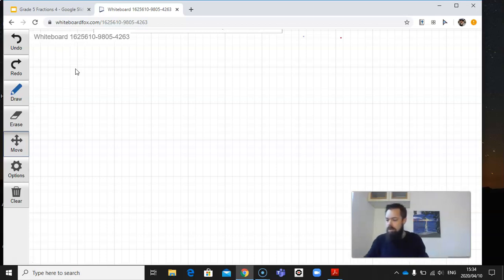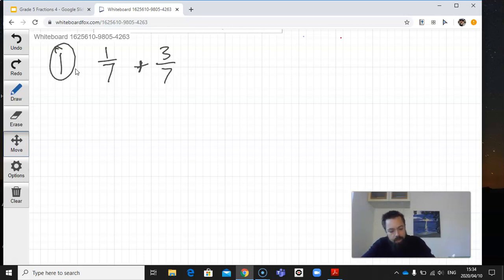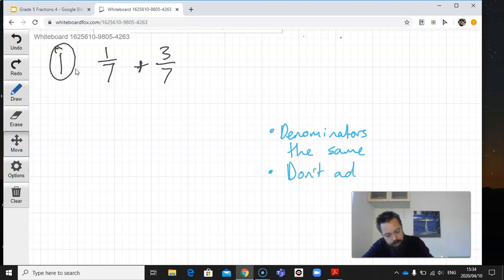Get my notes. The first one I'd like you to have a look at is 1 over 7 plus 3 over 7. Okay, I'm going to put my rules on the right quickly, and just so we can check. Denominators the same. And secondly, don't add denominators.